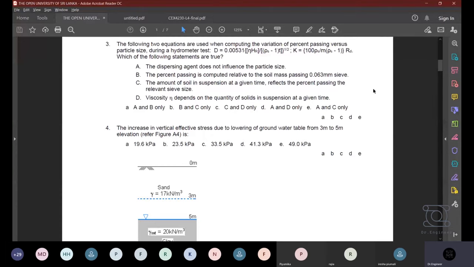It's an unconfined compression test, so no lateral stress. You are not providing any stress in the lateral direction. At the same time, you are performing it quickly so that you are not allowing any time for drainage. So that is the UC test. Are you clear with this statement? I'll answer your question, but are you clear with what I said now? Speak up, guys. You can chat also.